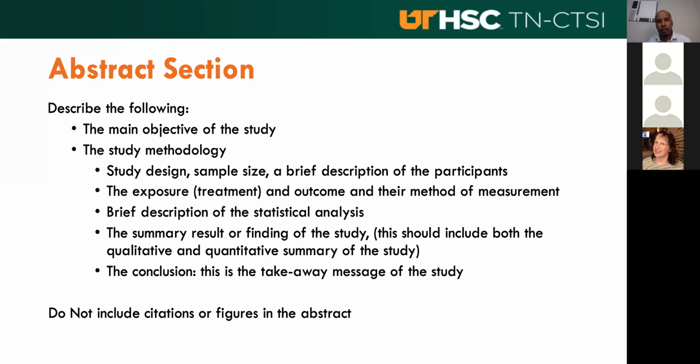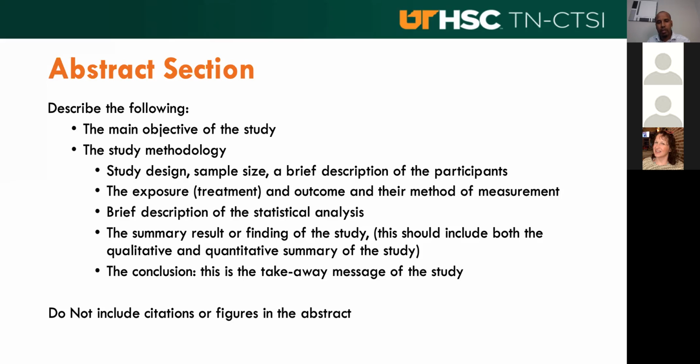So describe the following in your abstract: the main objective of the study. You can say the objective of the study is to examine or investigate the impact of, for example, from the previous slide, dexamethasone on COVID-19 patients with type 2 diabetes. So you describe your objective or the aim of your study concisely in a single sentence.